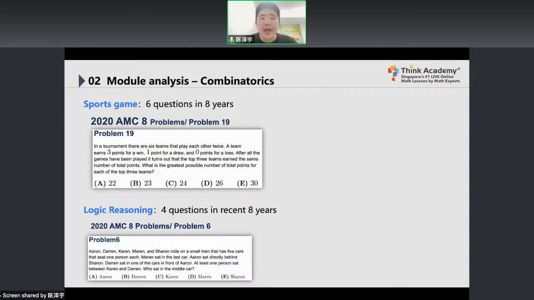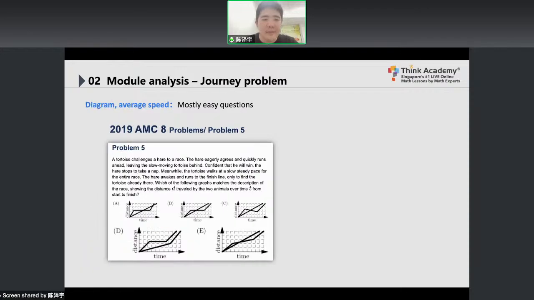And for the combinatorics, we can divide it into two parts. Sports games are very common. It basically tells you the sports rules, how many games will be played, and in each game, how many points will be earned. This is one part. And for logic reasoning, it's also very easy questions, and not very often tested in AMC8. For the journey problem, this only tests the very easy questions. It only tests the basic concepts.